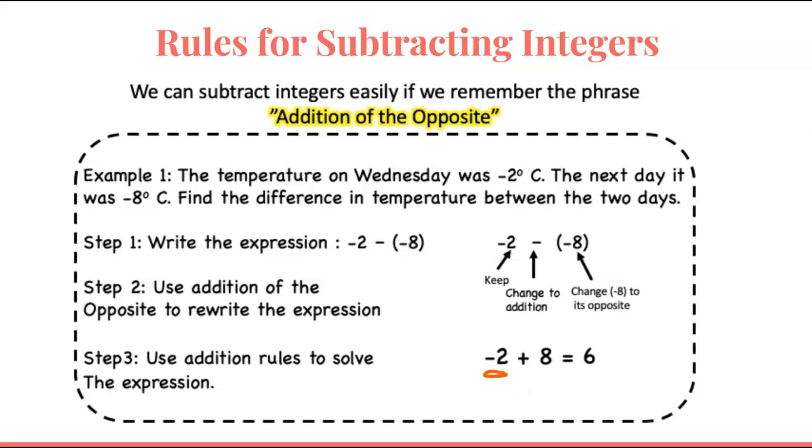Okay, so now I have a new problem, and that problem is -2 plus +8. I think about my rules for adding different signs. When I have different signs, I subtract, keep the sign of the bigger number. So I do 8 minus 2 is 6. Since 8 is the larger absolute value, my answer stays positive. I could write my positive sign or I could not write my positive sign. Doesn't matter. But my answer is +6.